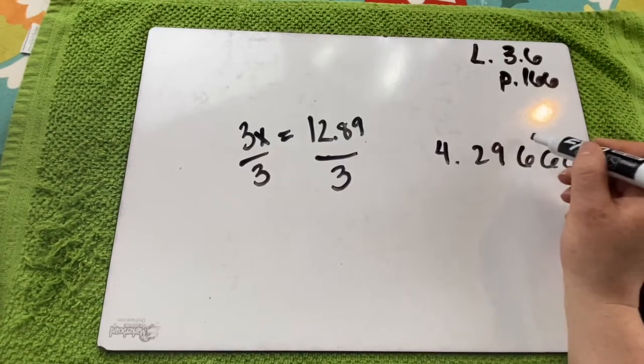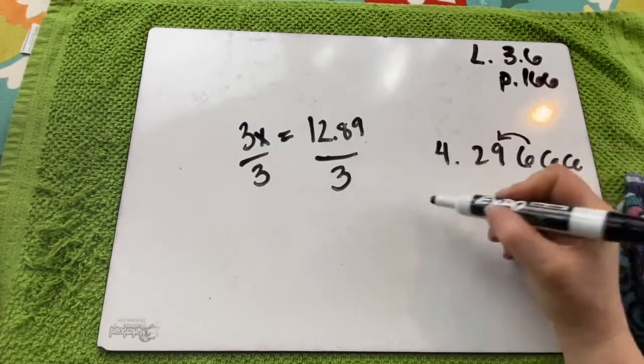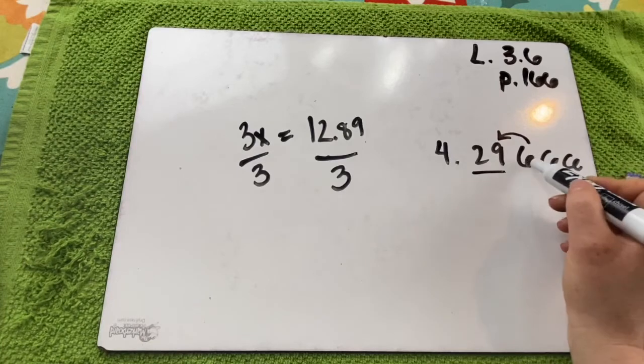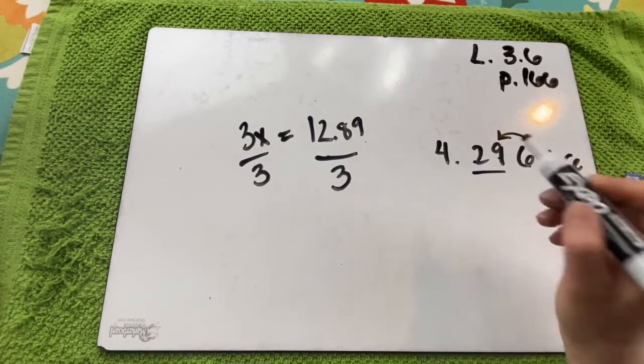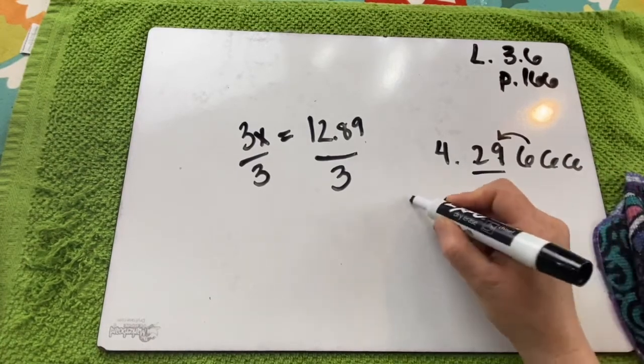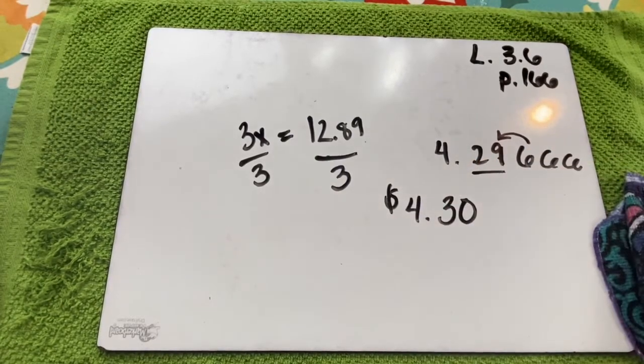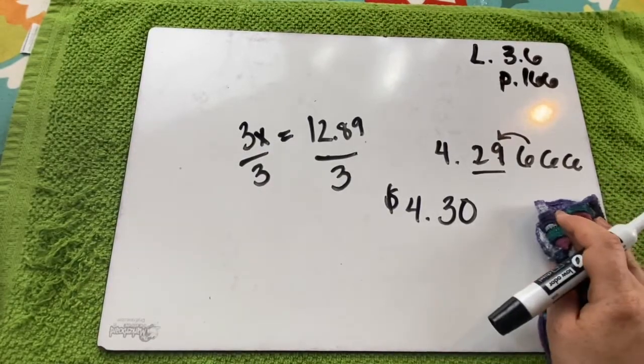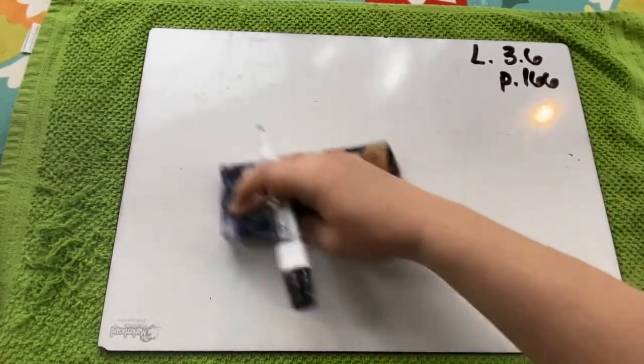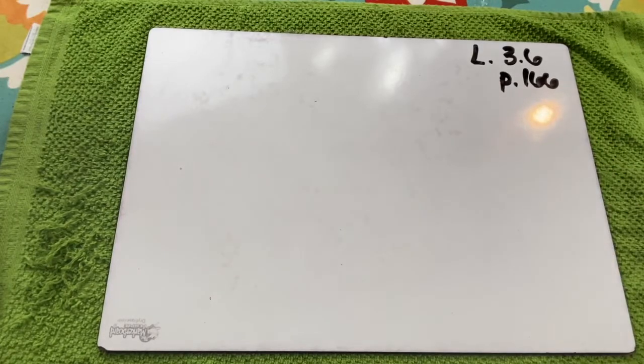Which then you say, okay, well, we're dealing with money, right? This 6 is going to make that 9 bigger, which is going to make the 2 bigger. So this is $4.30 each. Okay? Use your calculator. You have one. I just choked on my spit.